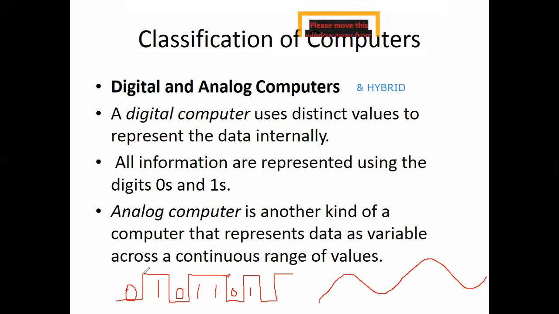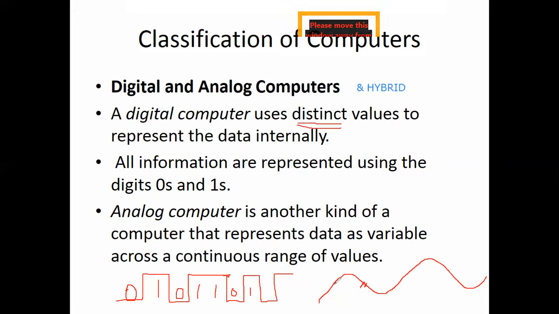Now here, in digital computers, for example, you can see that the values are distinct. You can clearly distinguish them. You can clearly tell that this is a 1, this is a 0. But for this one, if you pick this point here and that point here, you may find that the difference could be very minimal, maybe 0.0001, 0.02, something like that. The data is represented across a continuous range. I hope that is clear.